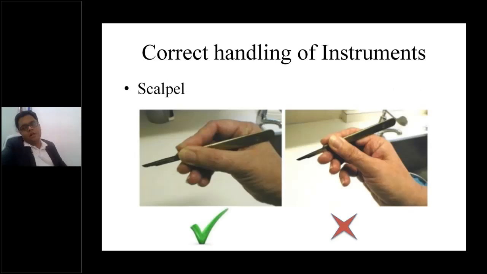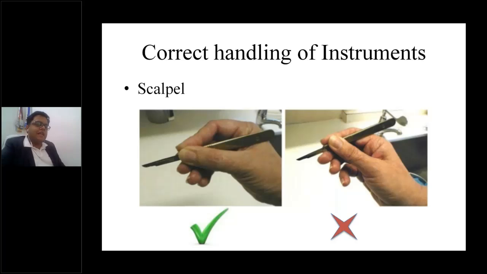A very simple example: all the friends who are in the surgical field and emergency medicine have been using a scalpel. The proper way of using a scalpel, our teachers have been telling us during our internship, during our residency, but still there are surgeons who use the scalpel in the wrong way, which is shown in the red cross mark here. So that has to be always kept in mind.